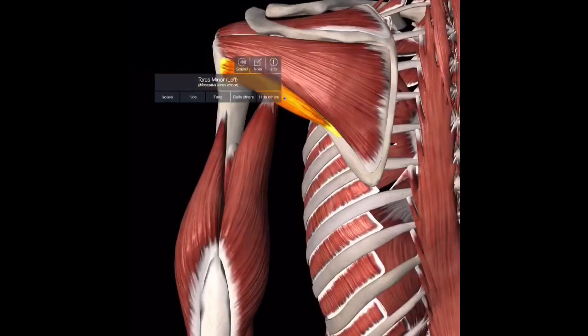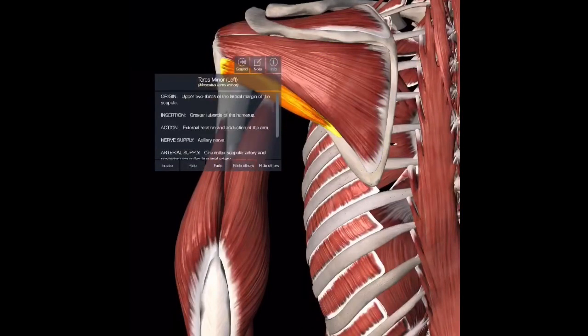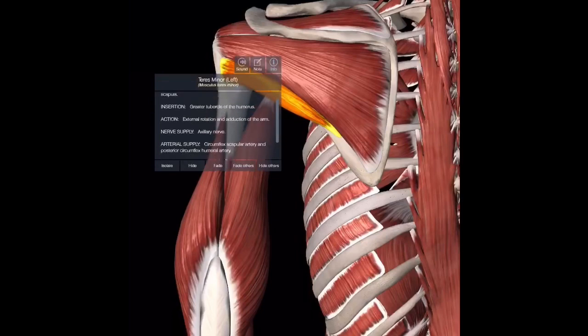Up next, we move to the teres minor, the origin being the upper 2/3 of the lateral margin of the scapula, the insertion, the greater tubercle of the humerus, the action, external rotation and adduction of the arm, the nerve supply being the axillary nerve, and the arterial supply, circumflex scapular artery and posterior circumflex humeral artery.